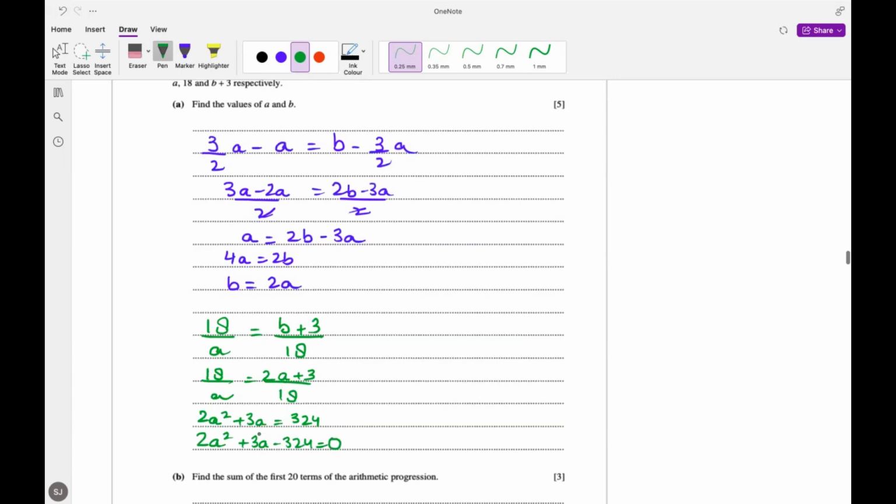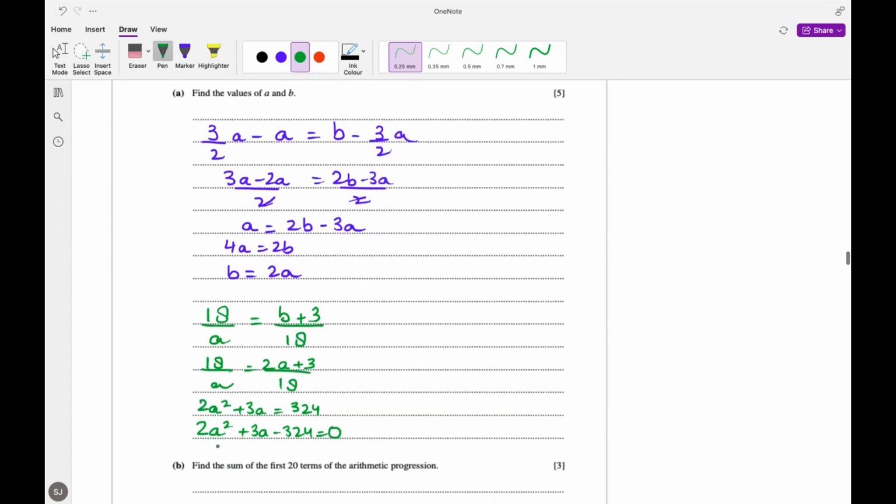Factorizing this using our calculators, we can substitute the coefficient of a squared, the coefficient of a, and the constant term in our calculators to get the factors (a minus 12) and (a plus 27). As a has to be a positive number, it means that the value of a will be equal to 12. Once we have the value of a, we can find the value of b as b equals 2a. So b will be equal to 2 times 12, which is equal to 24.